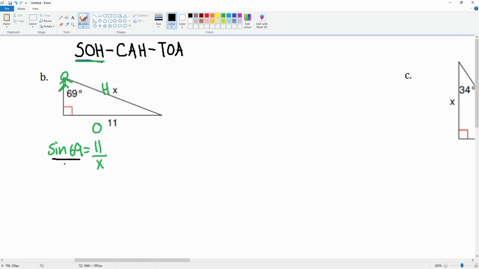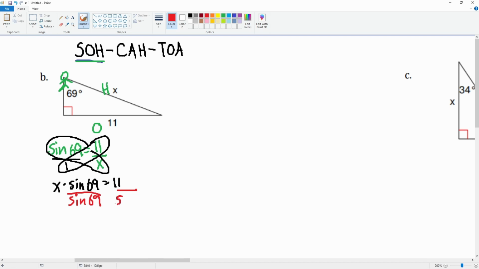Make the other side over 1 so we can cross multiply. X times sine 69 is equal to 1 times 11. Notice a sine 69 is attached via multiplication, so we're going to divide that on both sides. Sine 69 over sine 69 cancels, leaving you with just x is equal to 11 divided by sine 69.